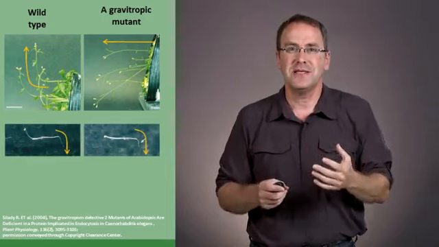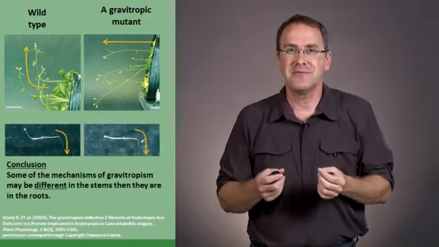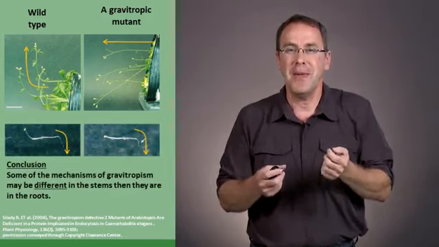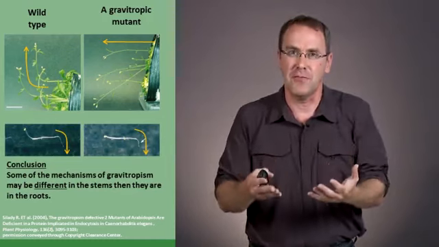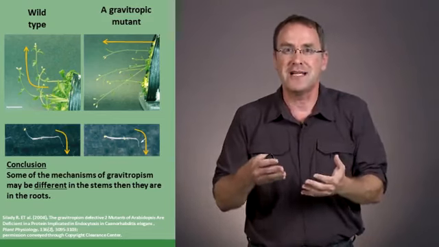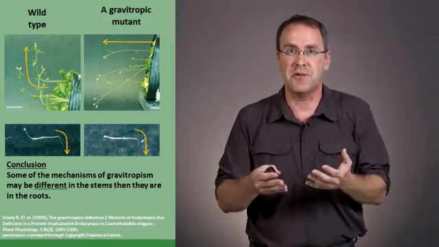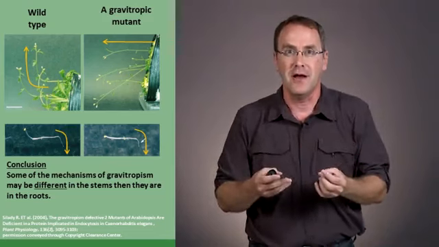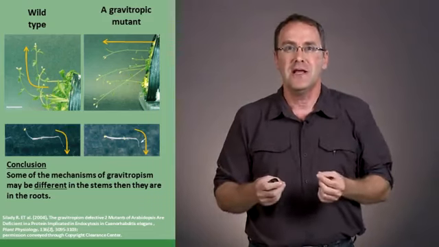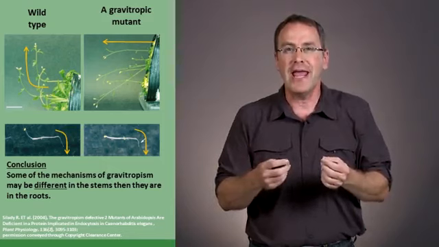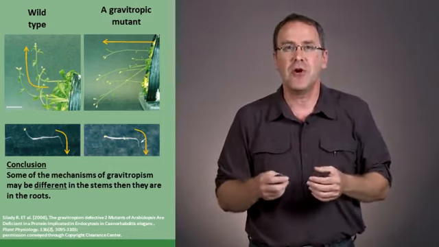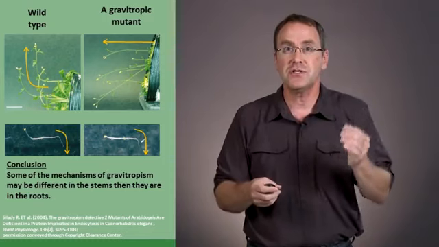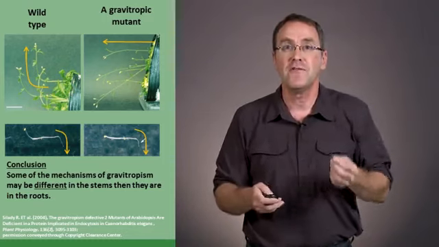So what we learn from this is that some of the mechanisms of gravitropism may be different in the stems than they are in the roots. Now, I'm not going to go into all of the biology. Soon you'll find some links to the articles that are explaining what's going on. But the take-home message is that we can find mutants that are agravitropic for both roots and shoots, mutants that are agravitropic for just shoots, or mutants that are agravitropic for just roots.